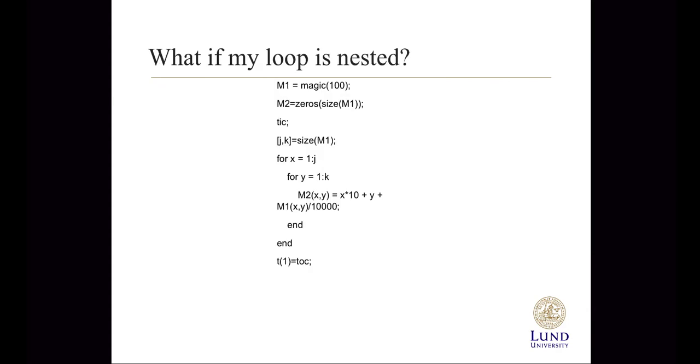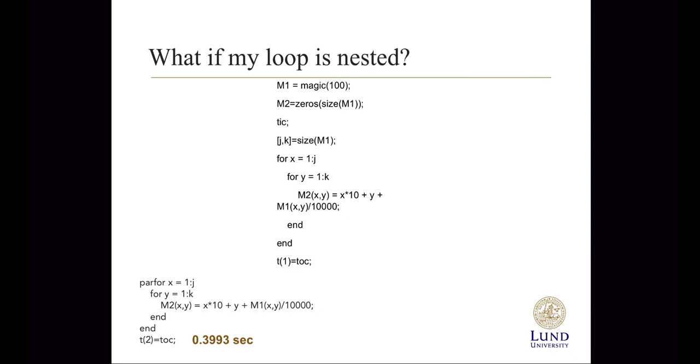Right, so what if my loop is nested? Here we have a magic square and a square of zeros the size of the magic square. We loop over that, we do some calculations, and then we stop. Rather pointless program, but it has nested for loops of X and Y. If we parallelize over the outer for loop, the X part, you get a runtime of 0.4 seconds.